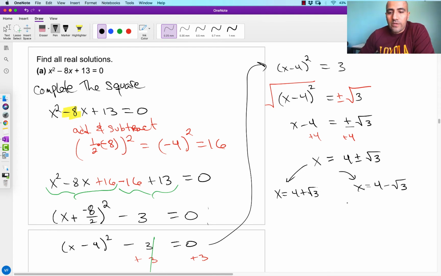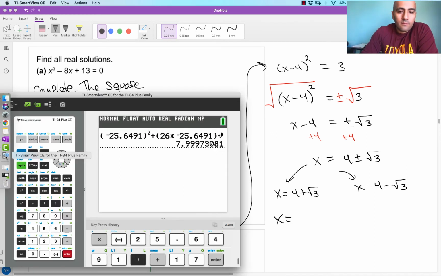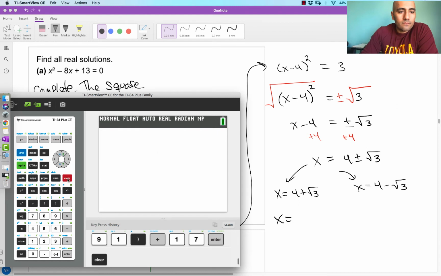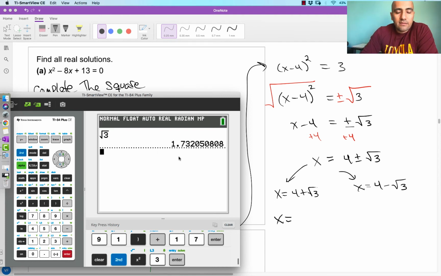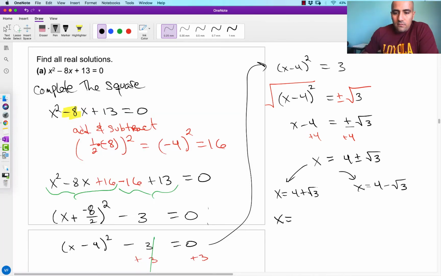Good. So we can turn that into decimals. Let's look at our calculator and figure out those decimals. We have the square root of 3 is equal to that decimal. So we have 4 plus that, that's going to be 5.732051.